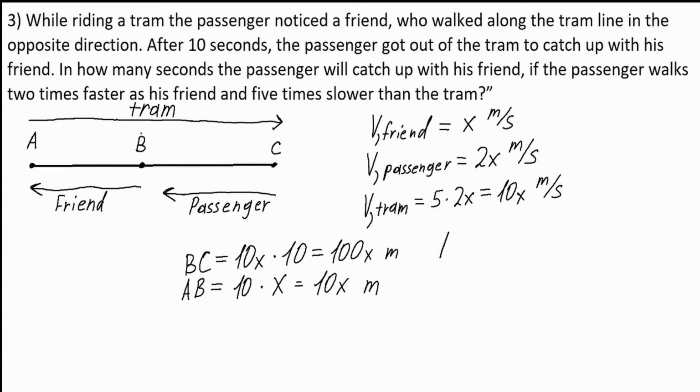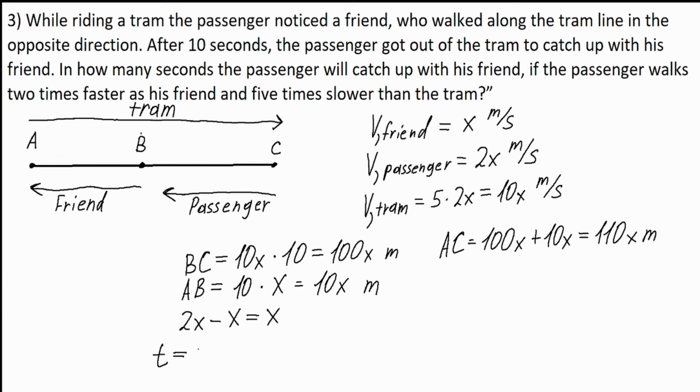So segment AC is the segment the passenger needs to travel. So what we need to do is to add up segment AB and segment BC, and this will be 10x plus 100x, and this will equal 110x. To catch up with his friend, the passenger can do this through the difference in speed, and this will be 2x minus x, which will be x. Now we can calculate the time, and what we do is we divide 110x by x, and we get 110 seconds. So it will take 110 seconds for the passenger to catch up with his friend.